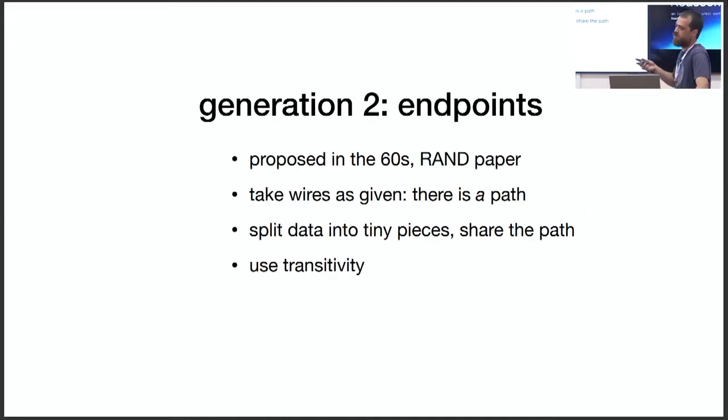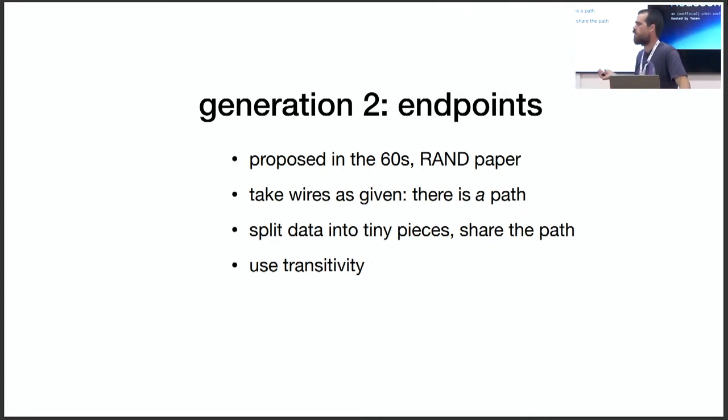Generation 2, instead of focusing on the wires, focused on the endpoints. This is packet switching. It was proposed in the 60s, first published in a RAND Corporation paper, and the idea is incredibly obvious to us now. It's hard to even see the breakthrough that it was. But the idea was simply to take the wires as given. The telephone network already exists. All of this capital cost has already been expended. There is a path, somehow, from one end to another.